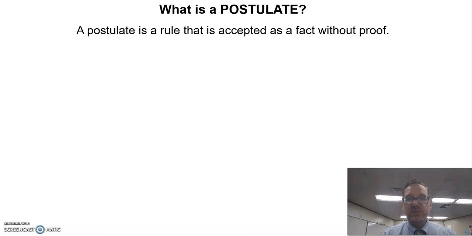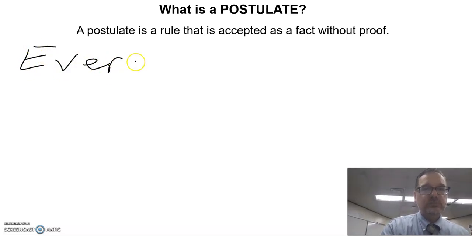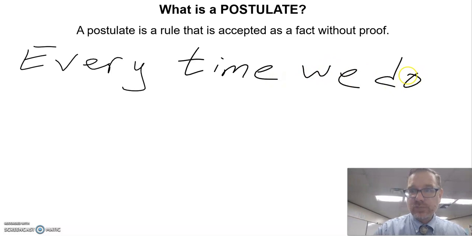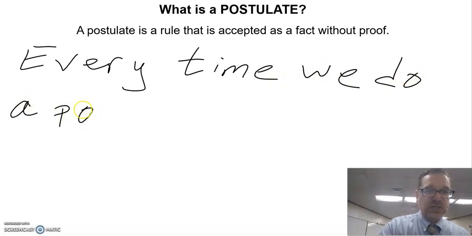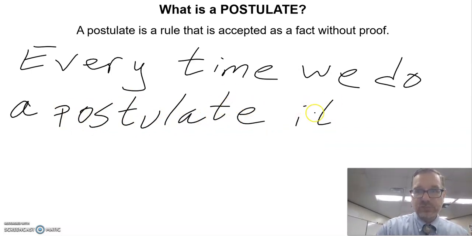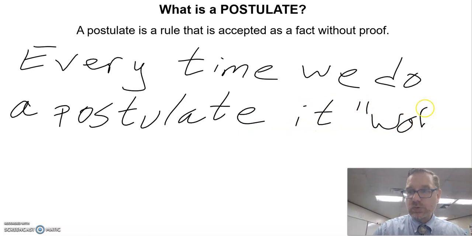So we said we're talking about the segment addition postulate. So what is a postulate? A postulate is a rule that we accept without proof. It's fact. Every time we do it, it works. So in this case, every time I do the segment addition, the postulate works. However, I can't sit down and prove it. I'm going to put works in quotes, because works just means that it works. So the segment addition postulate always works.